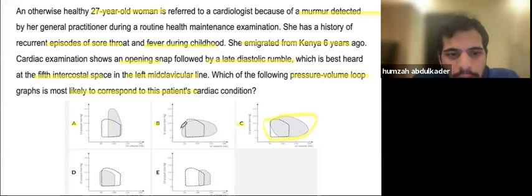But the way you can also think about it is if you see increased preload over here, it's more likely to be mitral. Not stenosis, sorry, regurgitation. D, as you said, the answer is mitral stenosis. And then E, not important for you guys, but it's ventricular systolic failure. Okay.